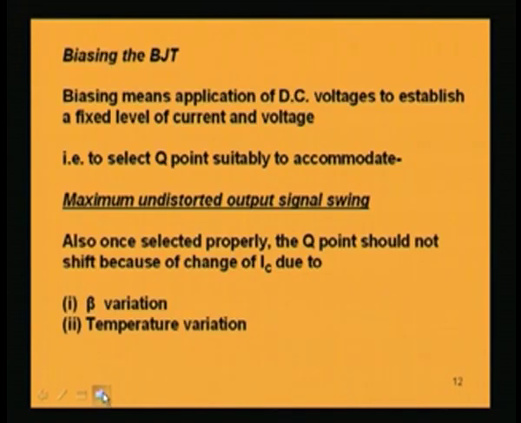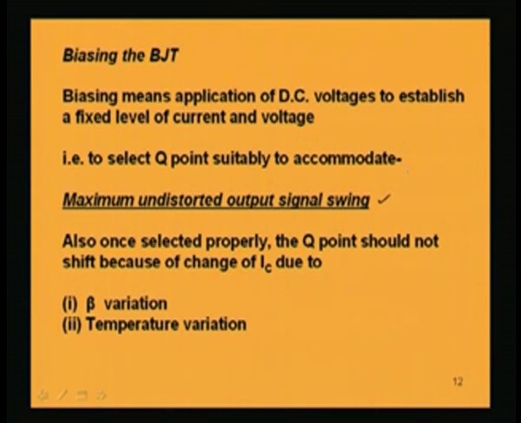So, we will now concentrate on how to bias the BJT properly. Biasing means application of DC voltages to establish a fixed level of current and voltage. That means, it is proper selection of the Q point to suitably accommodate maximum undistorted output signal swing. That is the aim of our DC biasing. We have to select the Q point properly such that we have maximum undistorted swing in the output signal.